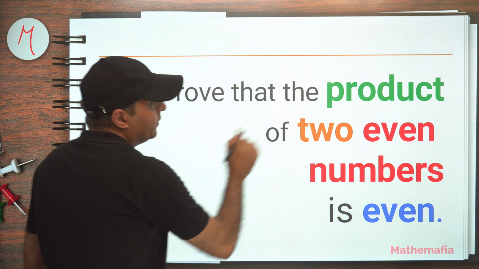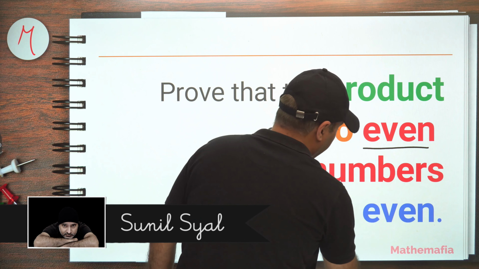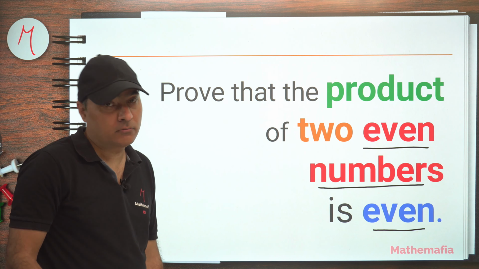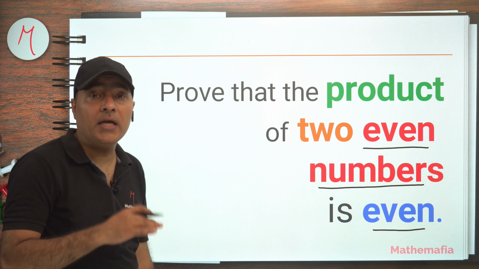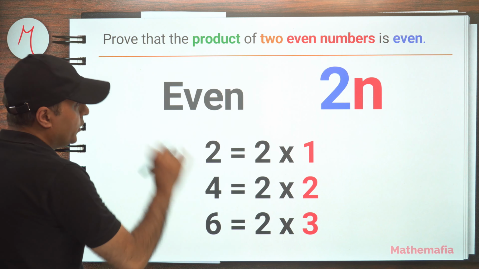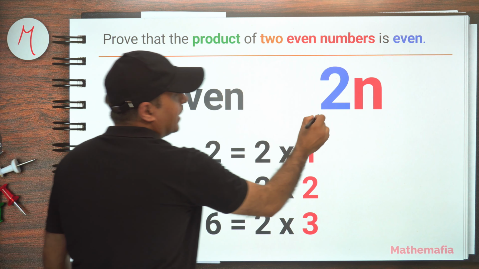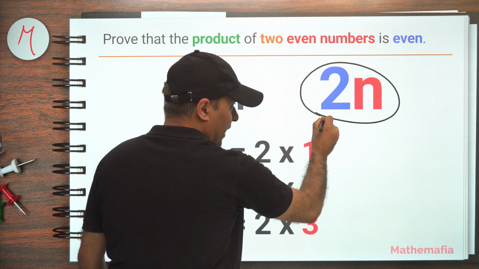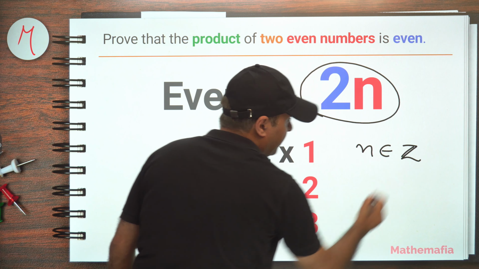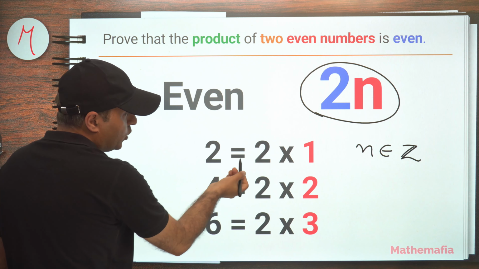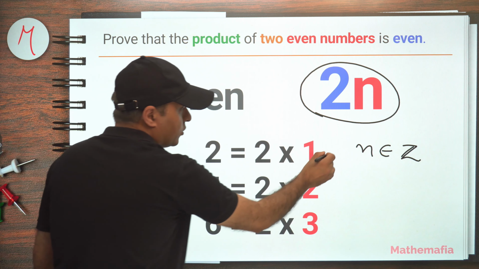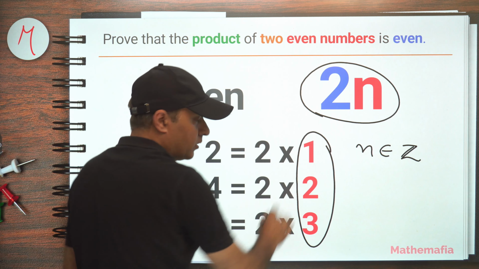We are going to prove that the product of two even numbers is even. So we already know that if we multiply two even numbers, the result is even, right? But here we have to prove it, okay? Let's talk about it. We know that every even number can be written as 2 into n, means 2 into an integer. So n is an integer, right? For example, 2 is equal to 2 into 1, 4 can be written as 2 into 2, 6 can be written as 2 into 3. So 2 into an integer, right?